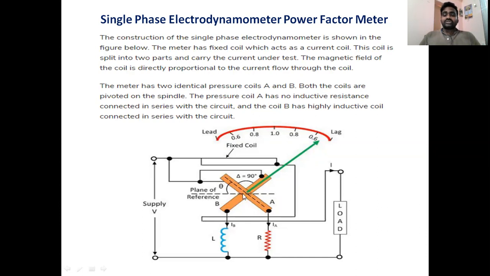Both coils are connected together with a jewel bearing and pivoted with respect to a needle. Coil A is a high resistive element, and coil B is a high inductive coil. Both are connected in series, and at the end we have a calibrated load. If you have any doubts about the construction, let me know in the chat box. I'm going to the next slide.